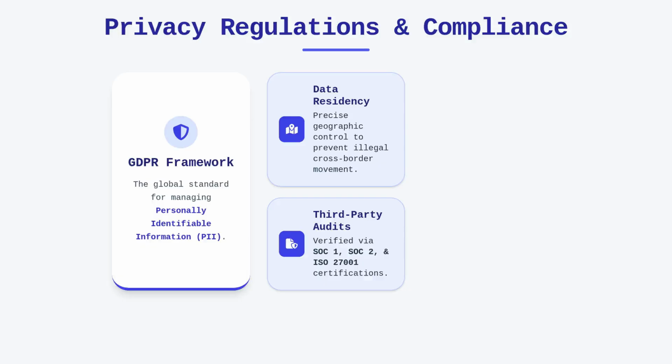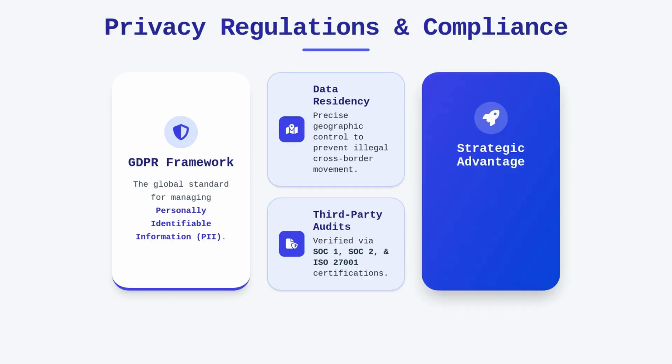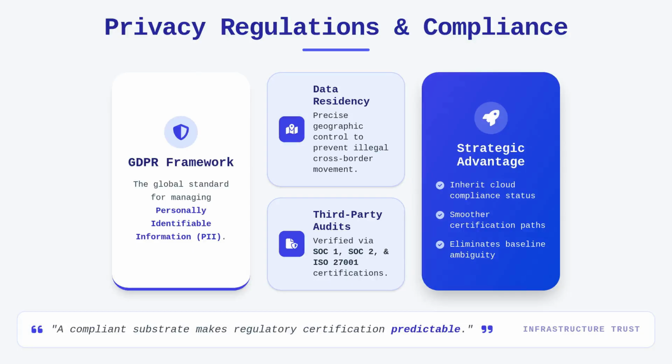Beyond data residency, the platform provides transparency through third-party attestations and audits, covering standards such as SOC 1, SOC 2, and ISO 27011. These certificates prove that the underlying infrastructure is governed by rigorous processes that are tested periodically by independent entities to ensure that controls are operating as intended. When you choose a cloud provider, you are, by extension, inheriting their compliance status to some degree. Being able to demonstrate that your environment runs on such a compliant substrate makes the path to your own regulatory certification significantly smoother and more predictable. It removes the ambiguity that often plagues early-stage cloud migrations, where security teams are unsure about the baseline posture of the cloud provider.